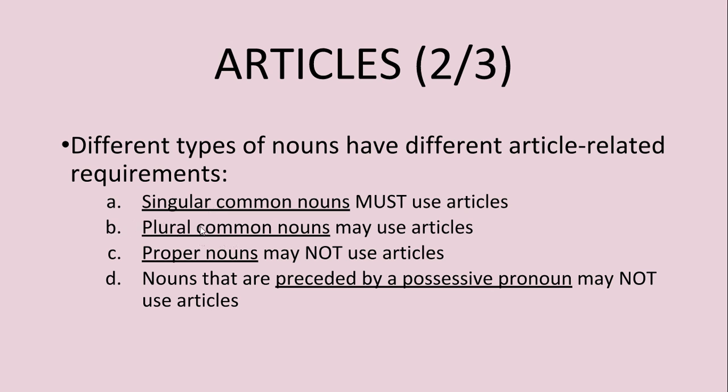The second class or category of nouns is plural common nouns. And these may use articles. It's optional. You could say, James walks to parks. There's no article and it's just fine. Or you could say, James walks to the parks. It's also fine. So these are flexible. Then category C is proper nouns. And these may not use articles. For example, if we're talking about Disneyland as a specific park, you can't say James walked to the Disneyland.